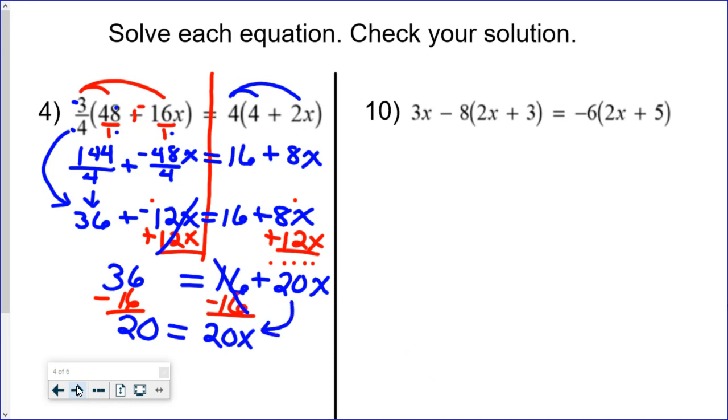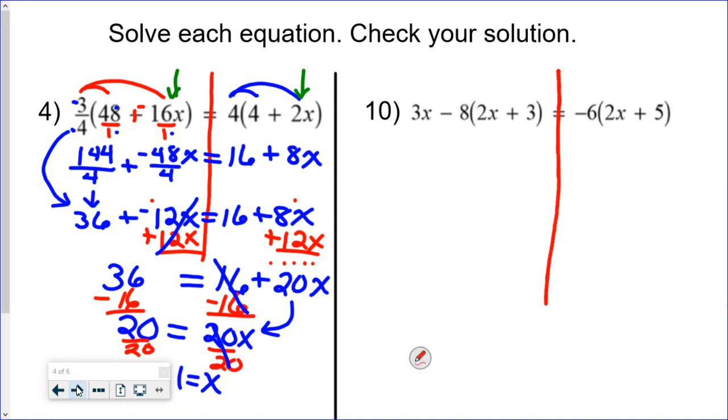Okay, I divide by 20, and I get 1 equals x. Okay, again, you can always take that 1 and put it anywhere you see an x, and the left and the right side, when you do the math, should work out.